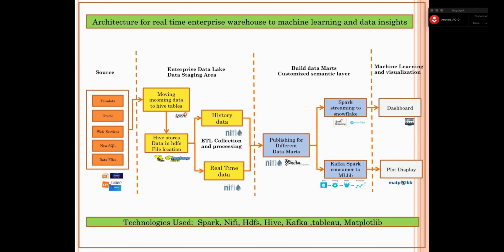In the first stage, data is moved from its source to the data lake. Stage 2 is where the historical data and the real-time data are captured from the HDFS location and published to a Kafka topic using the NiFi tool. During the third stage, the semantic layer is customized and the COVID-19 data is consumed from Kafka using a Spark Python program. We are using this data for machine learning to predict future death counts.